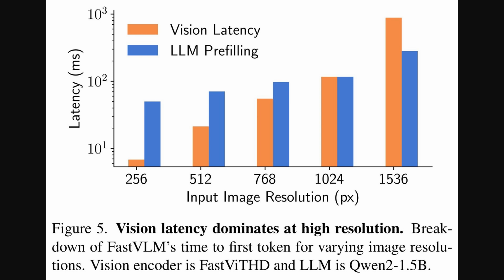Notice how at lower resolutions, the large language model pre-filling is a bigger chunk, but as resolution climbs, that orange vision latency really starts to dominate the total time. This shows just how critical an efficient vision encoder becomes for high-resolution inputs.